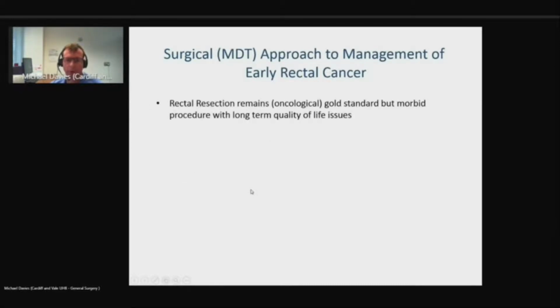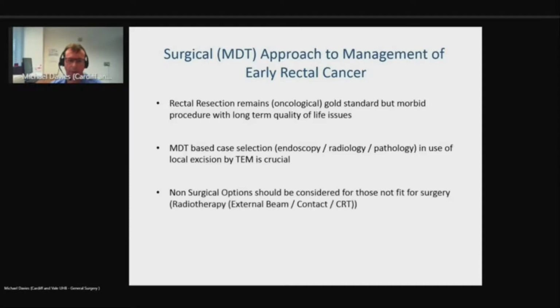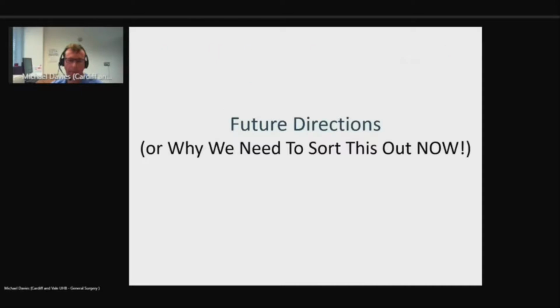So in terms of approach to early rectal cancer, I reiterate that rectal resection remains the oncological gold standard, but there are significant quality of life issues. A careful MDT-based selection of patients for local excision is crucial, but can be very beneficial to patients with much improved outcomes in terms of functional outcomes. There are surgical options which should be considered for those who are not fit for surgery. And ultimately, it's about individualized patient care.